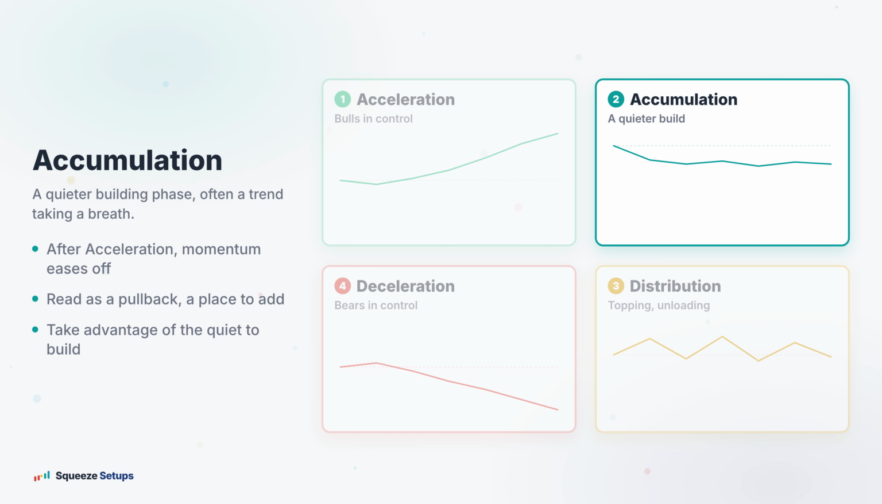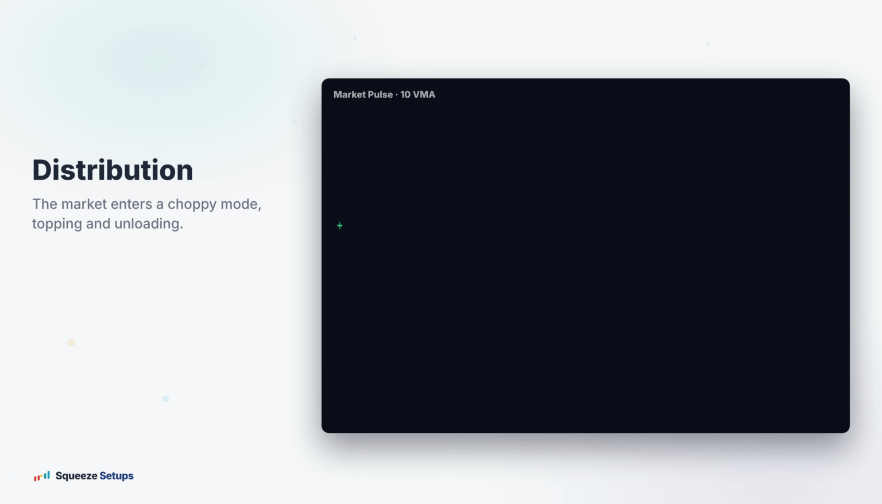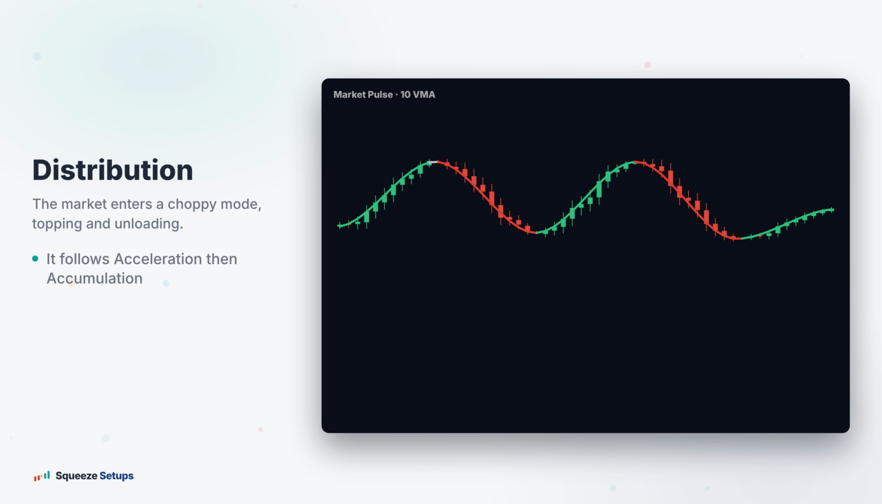On the flip side, if this is a mature trend and you're starting to see the market go from acceleration to accumulation, the next stage that we're likely to see is distribution. Distribution is where the market starts to enter a choppy mode, and typically after you see acceleration, accumulation, and then distribution, you're likely to then see deceleration next. And that's where the bears have full control. It's the opposite of acceleration.